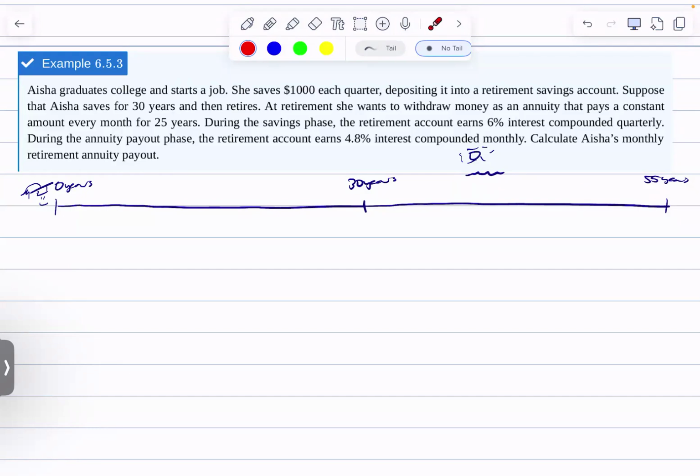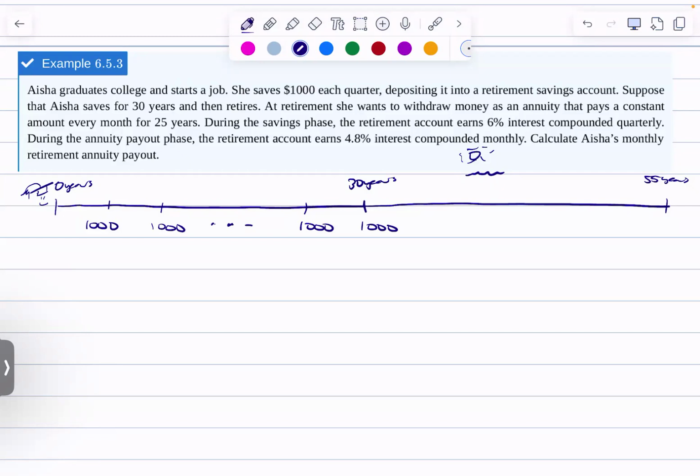Okay, so we know that she's going to be making payments, and usually what I do is I do the first 2 and then the second to last one, and I just kind of join them with dots like this, just to indicate that it keeps going. I don't want to draw out all these individual payments. They all behave the same, and they happen every quarter.